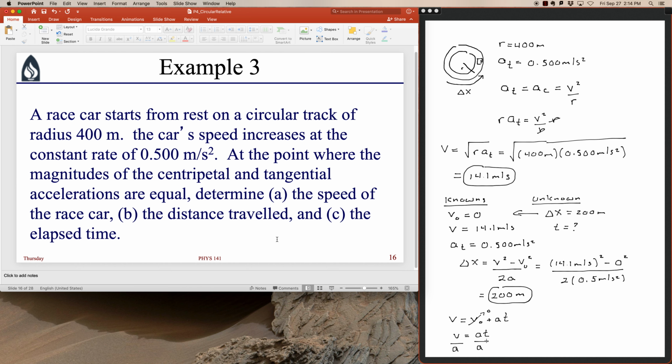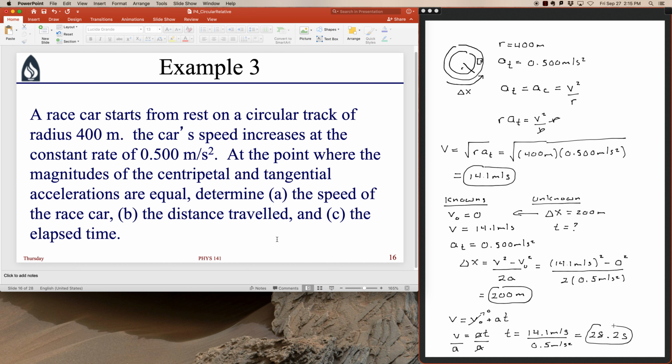So then the elapsed time would be the final velocity, 14.1 meters per second, divided by the acceleration, 0.5 meters per second squared. So I have an elapsed time of about 28.2 seconds. And that becomes my answer to part C of the problem.